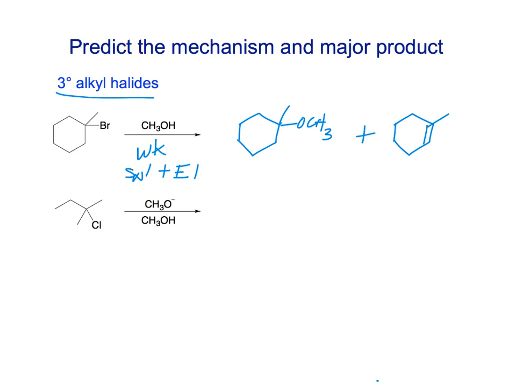The last one, tertiary alkyl chloride, we have a strong base, so this will go by E2. And again, it should follow Zaitsev rule, so this would be our major product. Continue looking at examples in the book and keep practicing so you can become comfortable making these predictions.